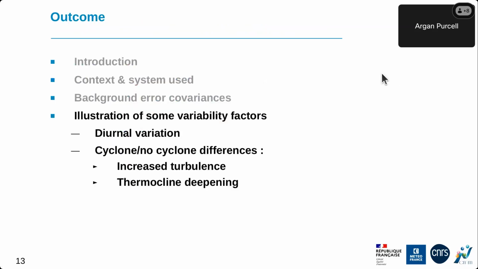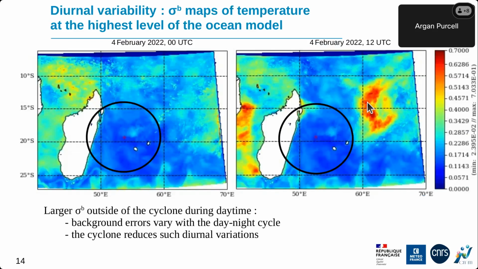So, since we do have cross covariances, we can look at their variation. Do they vary at all? The first thing we looked at was the day-night cycle.